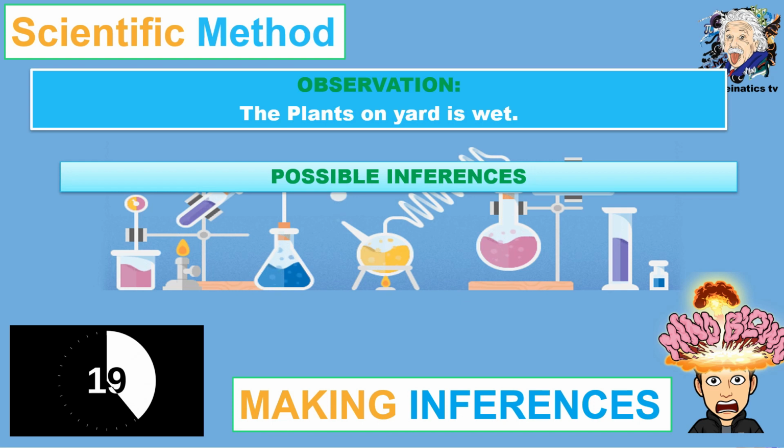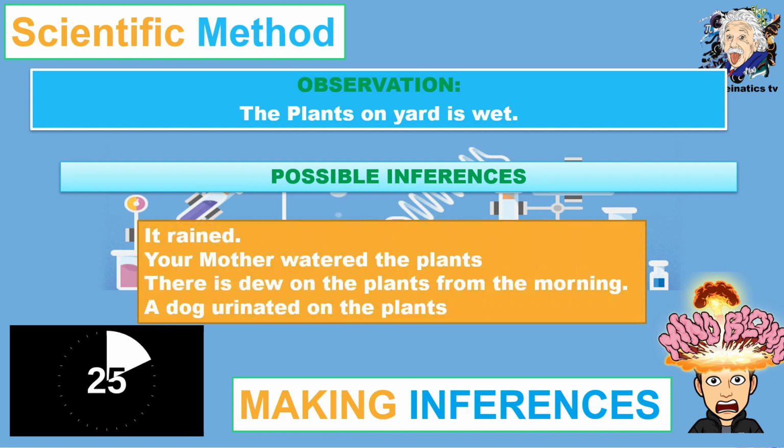Think of a reason or the probable cause why you think the plants in your yard are wet. So 10 seconds left. Five seconds. And time's up. So here are the probable inferences.